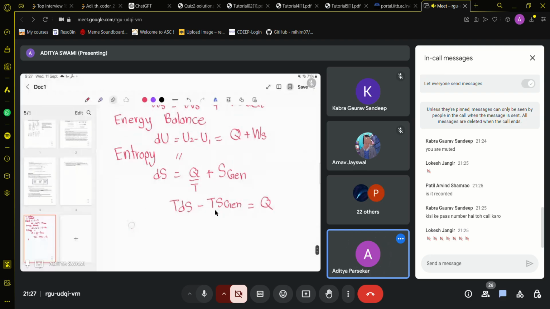Once you substitute Q back into that equation, you're left with U2 minus U1 equals TdS plus Ws minus T Sgen. So I'm going to take it this side, U2 minus U1. Again, I'm going to expand dS as S2 minus S1, where S2 and S1 are the entropies in the different states.